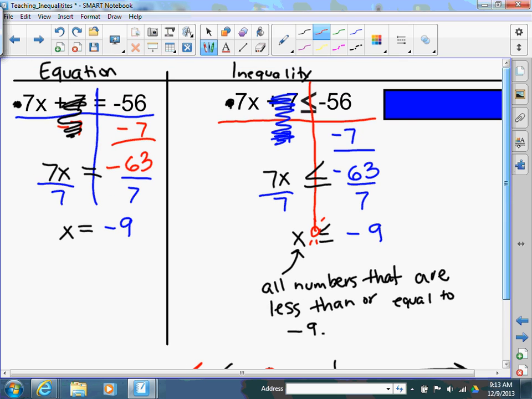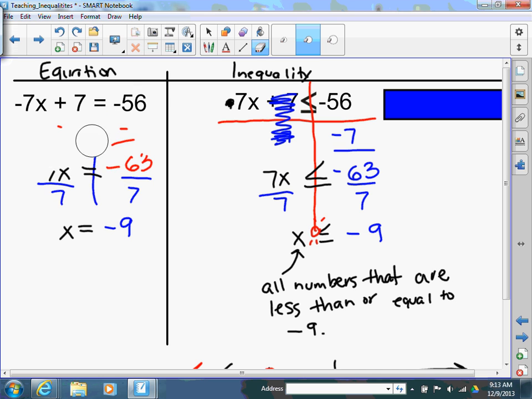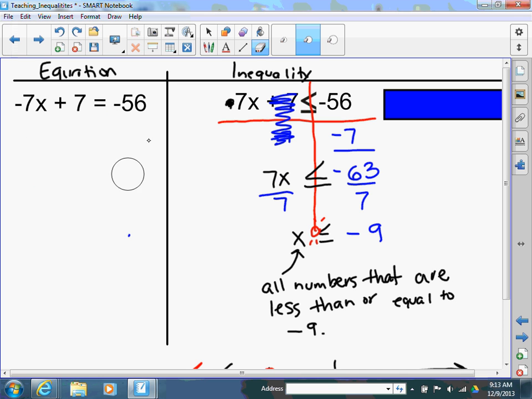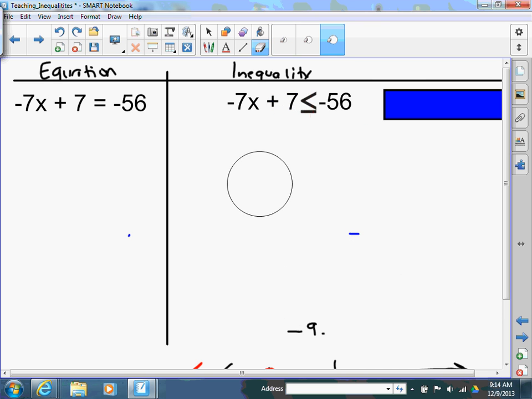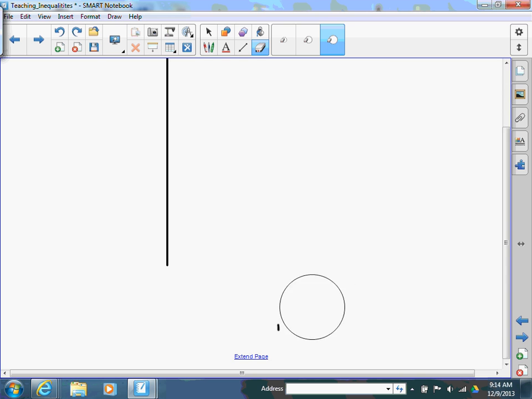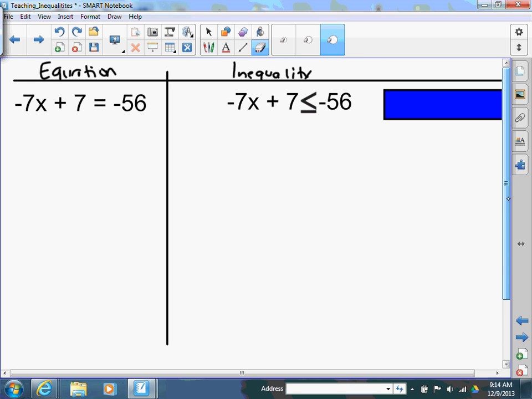All right, now I want you to go to your paper, and we're going to do this again. So this time we're going to have it as negative 7x. So write this one down again. Negative 7x plus 7 is equal to negative 56, on the equation side.